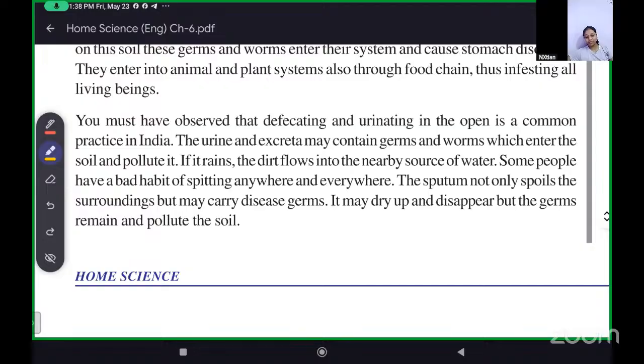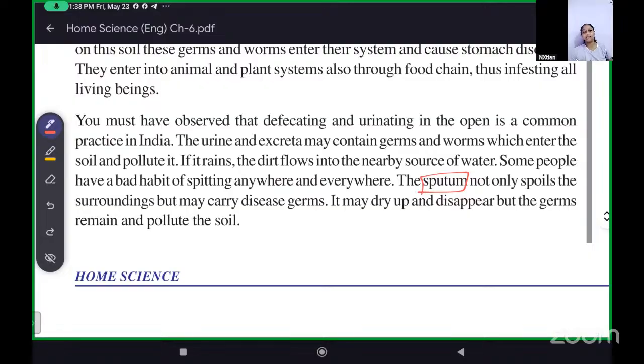Some people have a bad habit of spitting anywhere and everywhere. Their spit and whatever they're eating, this sputum not only spoils the surroundings but may carry disease germs. What is sputum? Sputum is the spit that they do. Especially rickshaw drivers and bus drivers, a lot of people do it. It will dry up and disappear, but the germs remain and they pollute the soil.